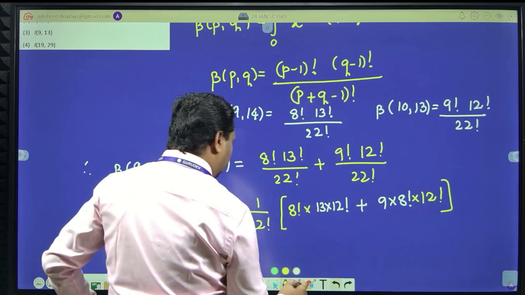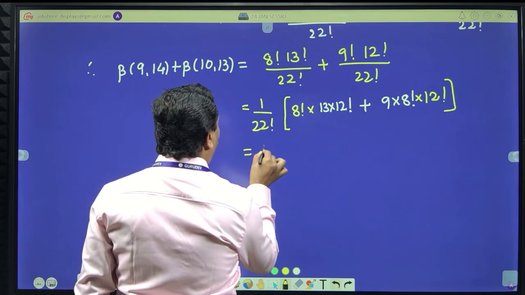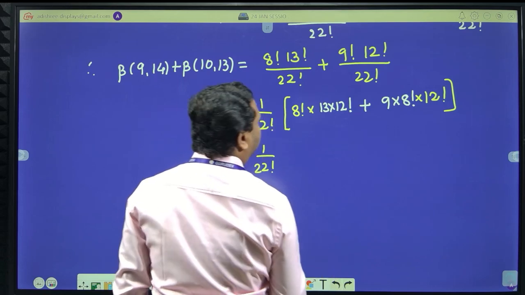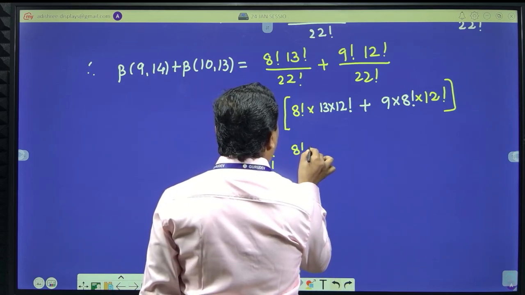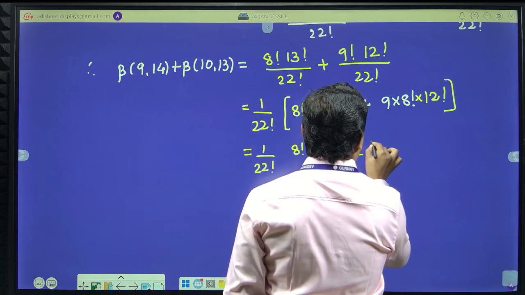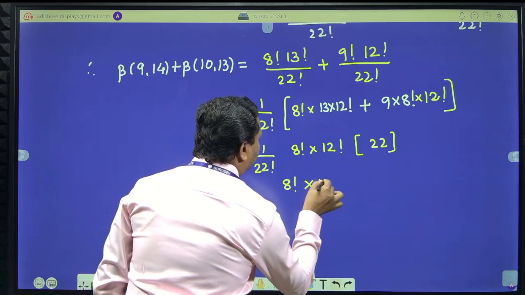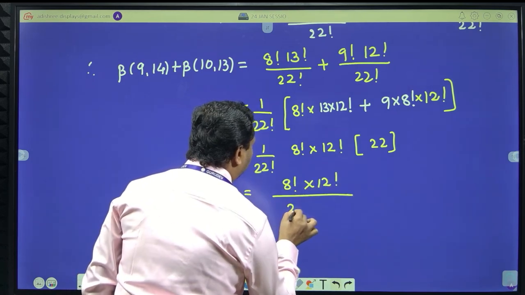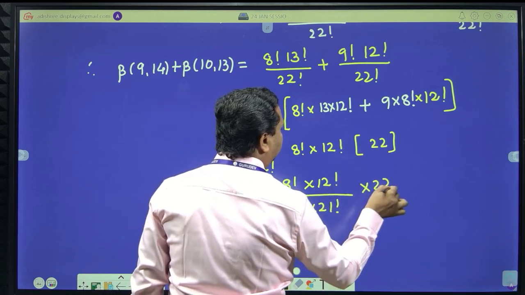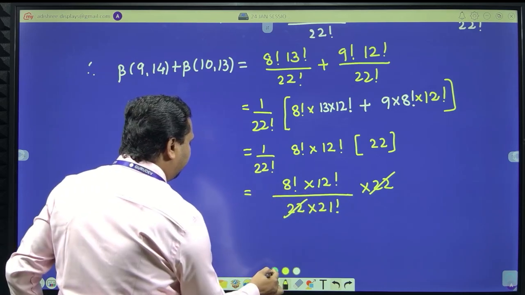Done. Now it's all about simplification. So what is left? 1 divided by 22 factorial. What can we take common? 8 factorial into 12 factorial taken common. So here 13, here 9 left. 13 plus 9 is 22. So 8 factorial into 12 factorial divided by 22 factorial can be written with 22 into 21 factorial. Therefore the 22 will get cancelled. Whatever is left is 8 factorial into 12 factorial divided by 21 factorial.